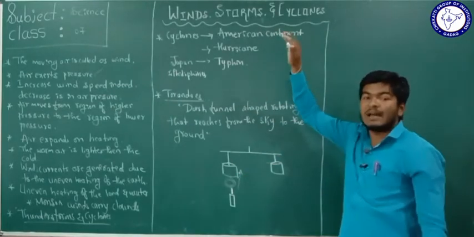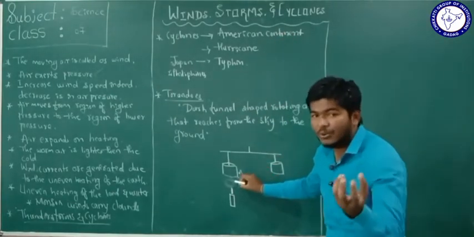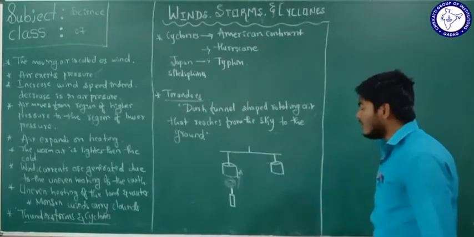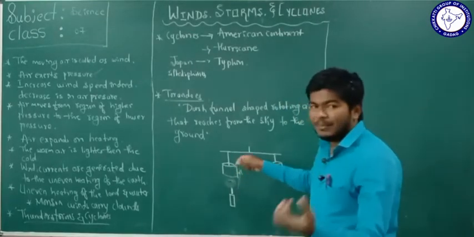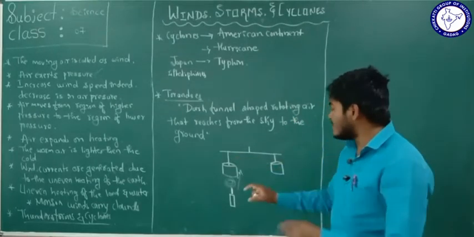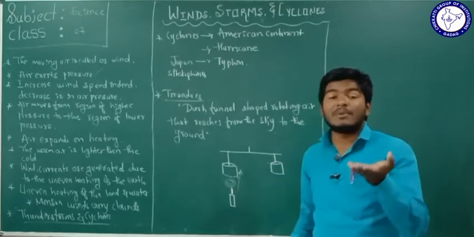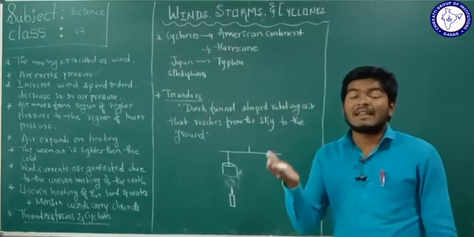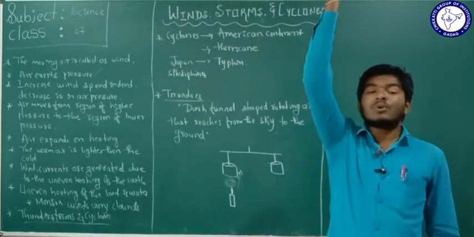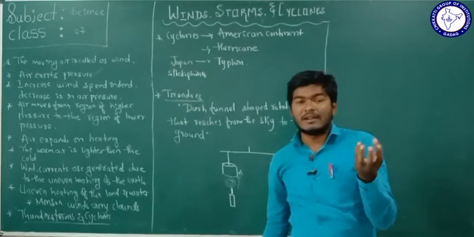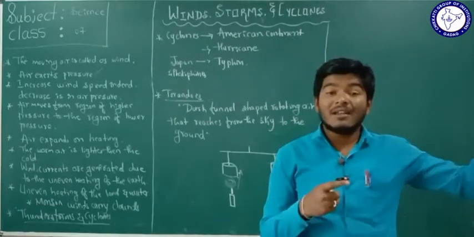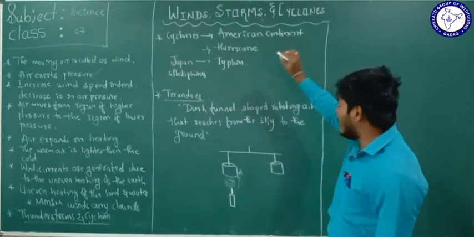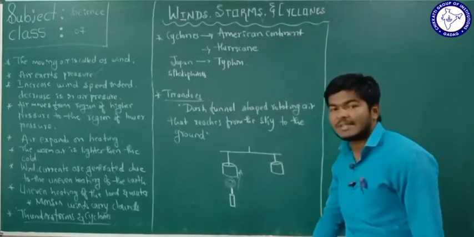Why does the cup move in the upward direction? Due to the air that comes from between the candle and the cup. When the air between the cup and the candle gets heated, that air becomes lighter and starts to move in the upward direction. When the air is heated, it becomes lighter than the cool air and moves upward. That's why the cup moves in the upward direction. This cup moves in the upward direction, and this cup moves in the downward direction.